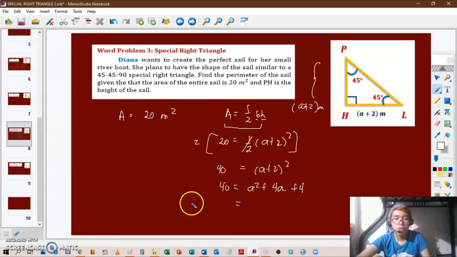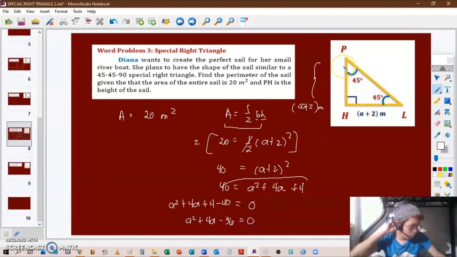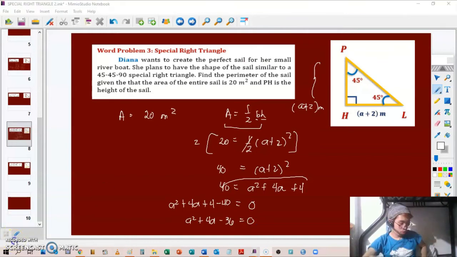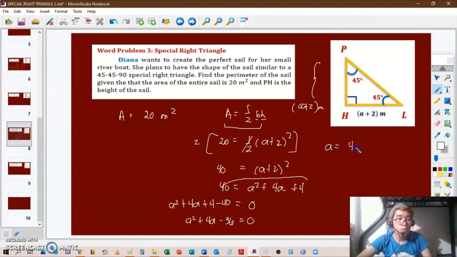So this will give us A squared plus 4A plus 4 minus 40 is equal to 0, because we have to transfer 40 to the other side. Therefore, A squared plus 4A minus 36 is equal to 0. Using the quadratic formula or your calculator, we can find the value of A. So we've computed and the value of A is equal to 4.32.